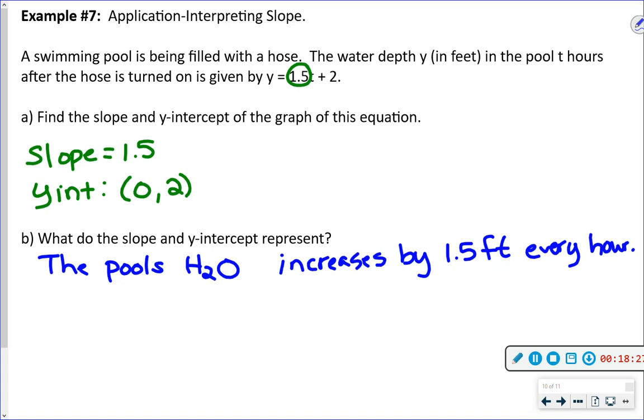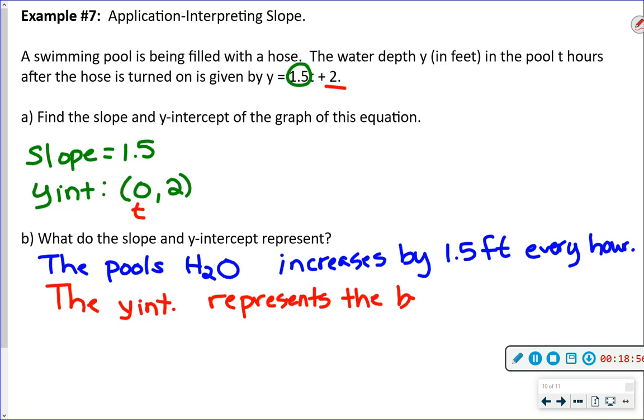Okay, last thing. So remember they're using t instead of x. When your time is 0, the depth of the pool is 2. So you started to fill the pool when it had 2 feet in it already. So I'm going to say the y-intercept represents the beginning depth of the pool. Or the starting depth, whatever you want to say.